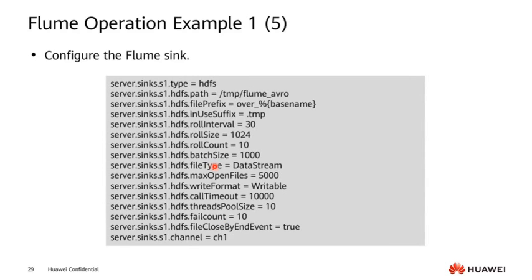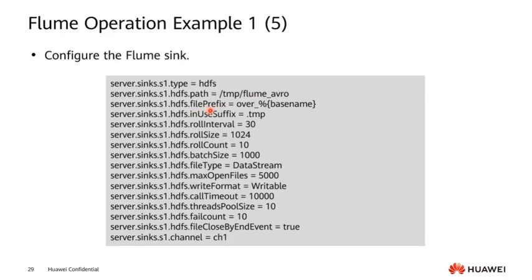Alright, now let's have a look at a sink. So in sink configuration, we are using HDFS sink because we need to store data into HDFS. And then we can configure the following parameters for HDFS. Like HDFS.path indicates the writing directory of HDFS, which is a parameter that cannot be left blank.